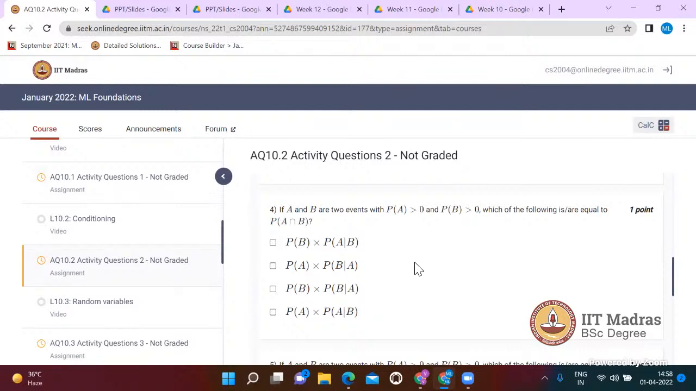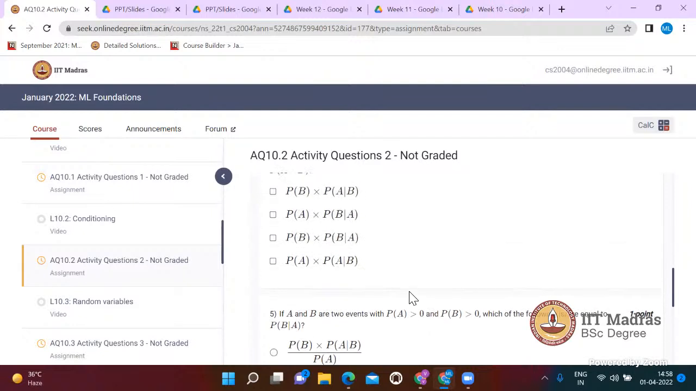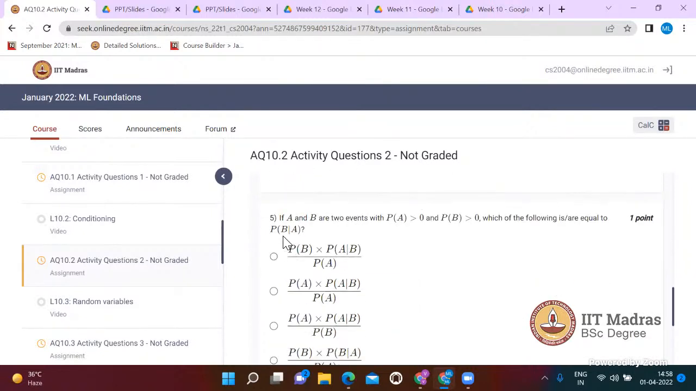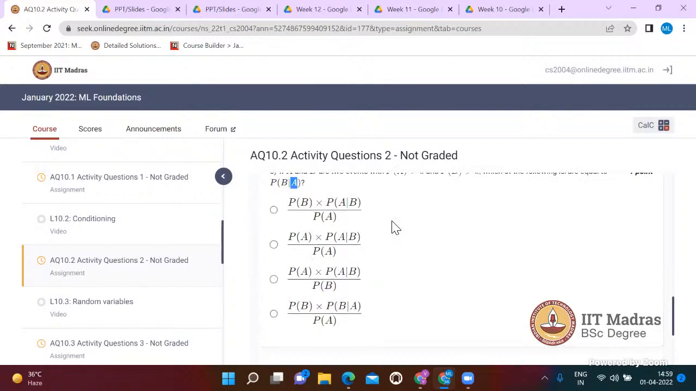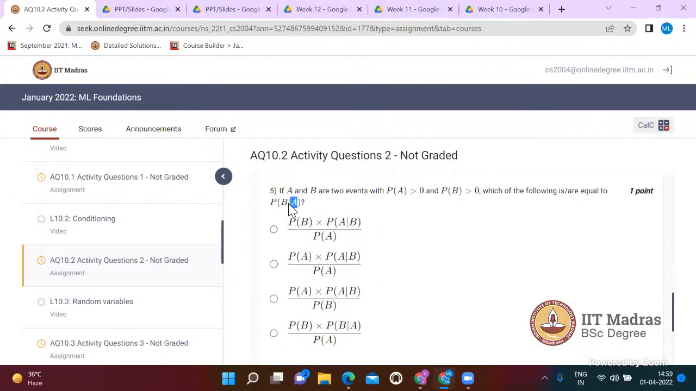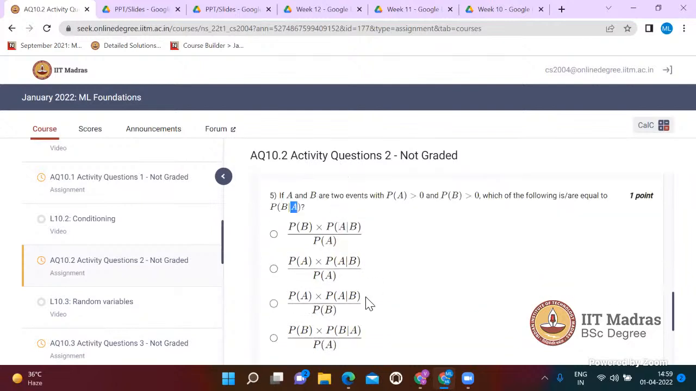So not this one, next one, the 5th one. The 5th one is also the same. Only here you have to write the condition as probability of B given A, which means the denominator will always be A, and the numerator will be A intersection B. You can write A intersection B from this form, right? So you'll get 2 answers here, because you can write A intersection B from probability of B given A and also from probability of A given B. So you get 2 values of probability of A intersection B.